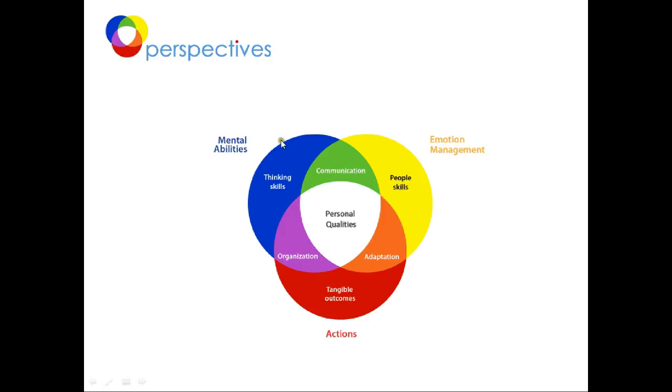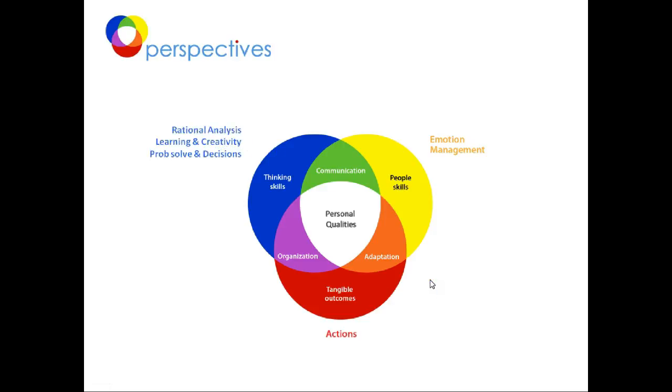So, the basic model consists of 3 main capacities which we all share: our mental abilities, our ability to manage emotions, and our tangible actions and outcomes. These overlap in our behavior, creating secondary dimensions such as communication, combination of thinking and emotional engagement with others, organization processes, where we use our thinking skills to develop strategies and determine outcomes, and processes of adaptation, where we may change our behaviors or manage our emotions in order to achieve particular outcomes.